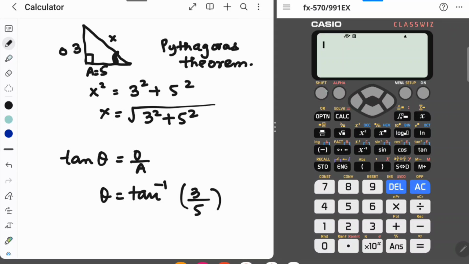What do you do in your calculator? You tan inverse, so shift and then tan. Okay, and then you press this in numerator denominator, 3 upon 5, and go up and close the bracket and then press equals, that is 30.96, or you can write down 31.0 degree over there, because angles we write down to 1 decimal place.